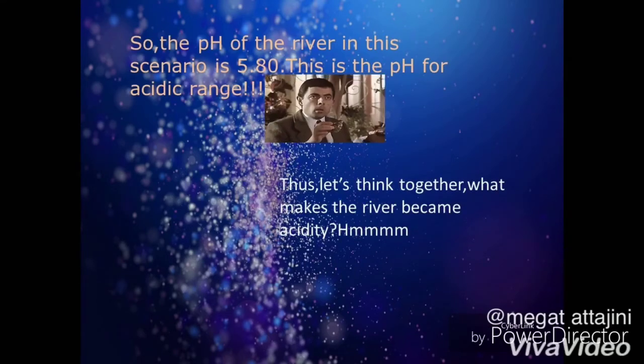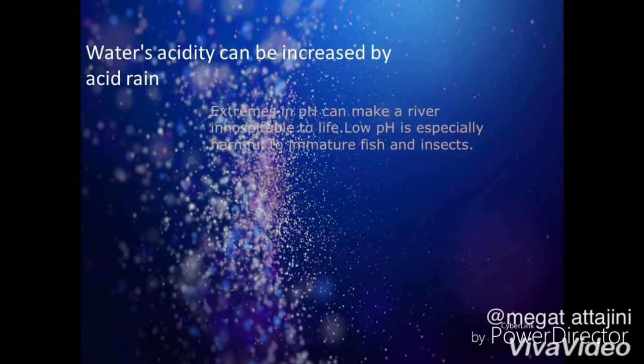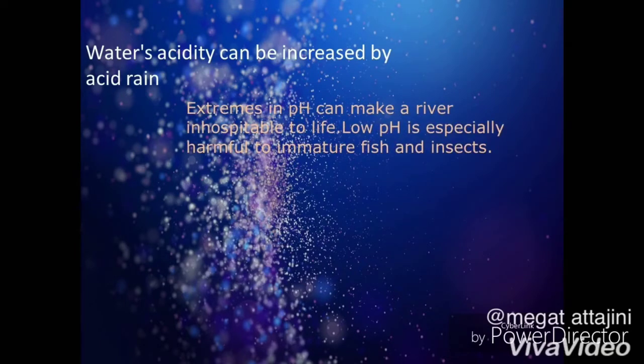Thus, let's think together. What makes the river become acidic? Water acidity can be increased by acid rain. Acid in a river can make it inhospitable to life. Low pH is especially harmful to immature fish and insects.